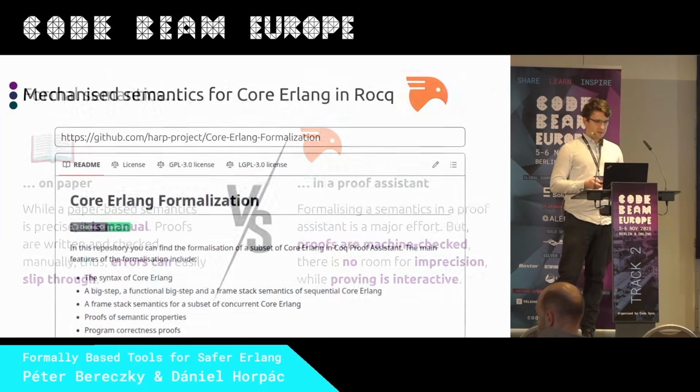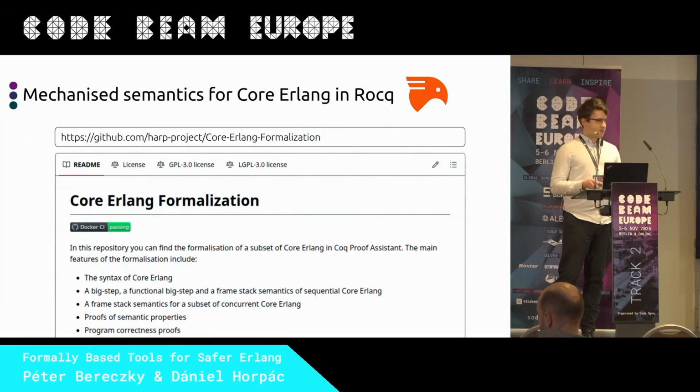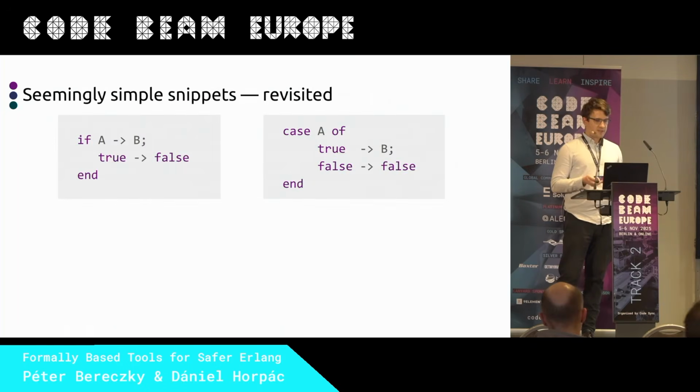All right. So we have expressed the formal semantics of Core Erlang not just on paper, but also in Rocq. And actually, it has an open source implementation, so you can check this on GitHub if you look for Core Erlang and formalization. These are the keywords. So let's move away again from mathematics and go back to our running example. We have these two snippets, which were shown you by Dani.